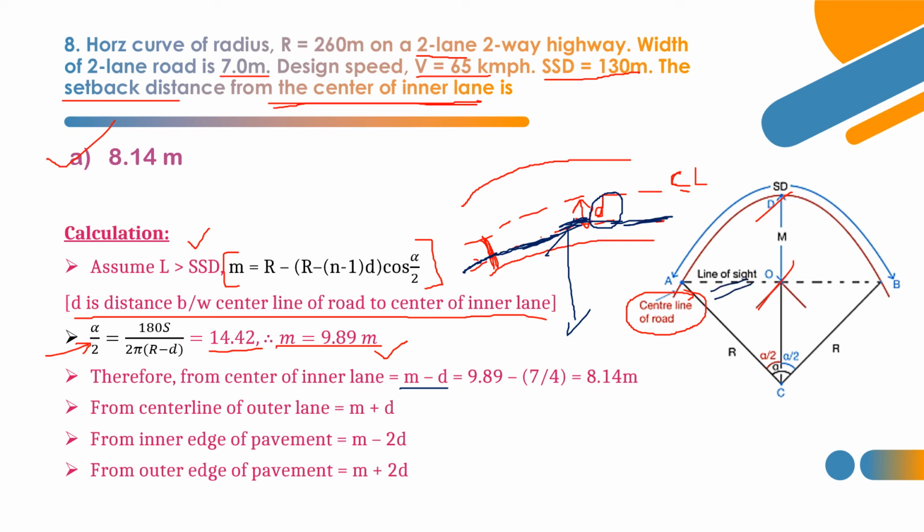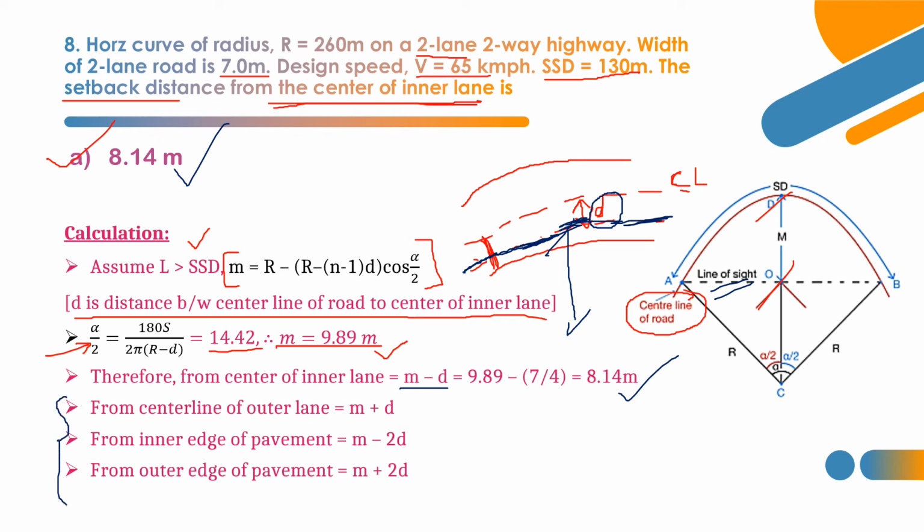So how to calculate the small d value? It is nothing but 7 by 4. What is 7? Width of the two lane road. So 4 times small d gives the width of the road. So the small d value is 7 by 4. We can calculate like this. M minus d value gives the answer as 8.14. So the option is A.